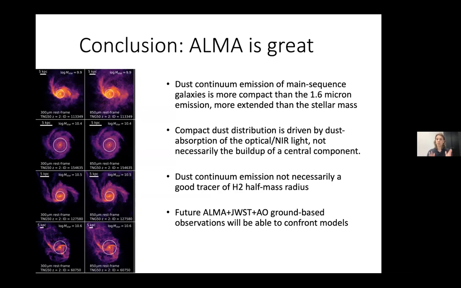The models, and I'm not the only one playing these games, there's more of us, the models are really ready. And sure, they can be improved, but a big step forward would be future ALMA observations or JWST observations, adaptive optics ground-based observations that will be able to start to confront these predictions, right? That will prove us right or wrong.